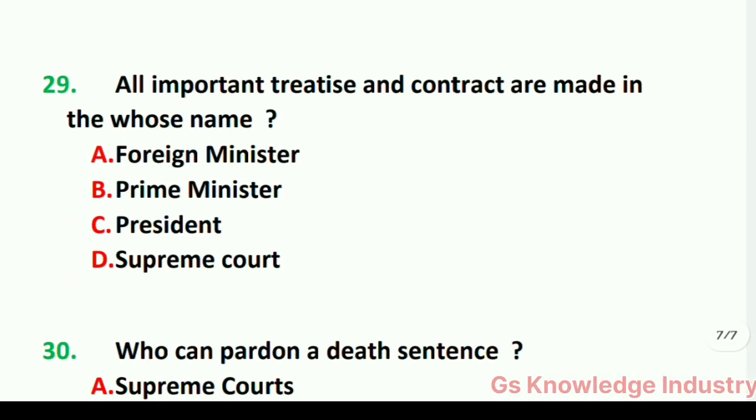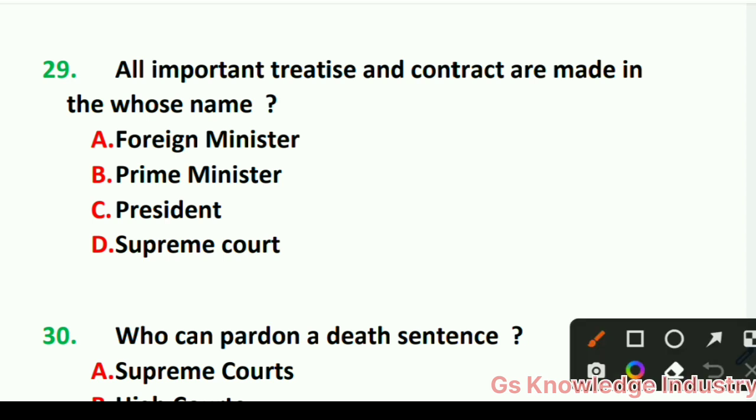29 number question. All important treaties and contracts are made in whose name? Option A, Foreign Minister. Option B, Prime Minister. Option C, President. Option D, Supreme Court. Here the right answer is option C, President.